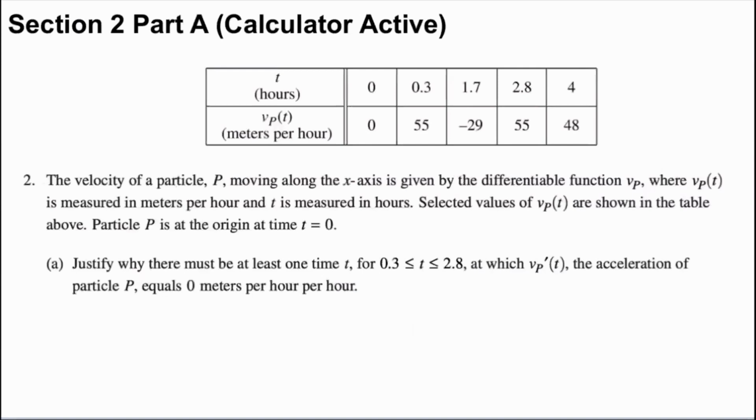Now, the second question. We have this stem again. It gives you some information, and we have this table of values. And now we have this question A, the first part of the question. So we're going to justify why there must be at least one time for 0.3 less than or equal to t, which is less than or equal to 2.8, at which the velocity of particle P prime of t, the acceleration of particle P, equals 0 meters per hour per hour.